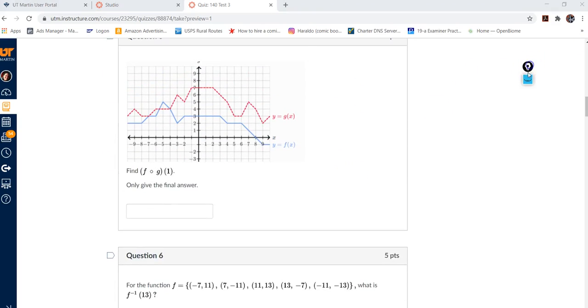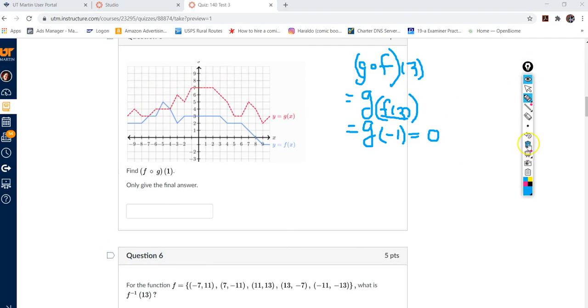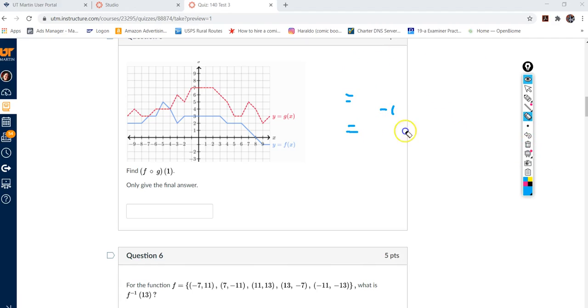Okay, so now let me get an eraser and look at this one. What is F composed with G evaluated at 1?